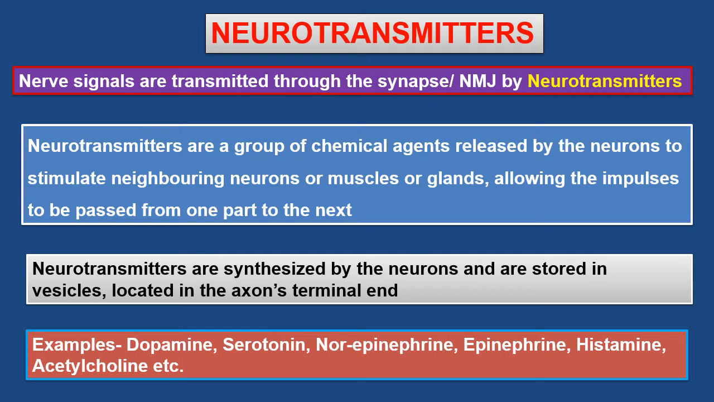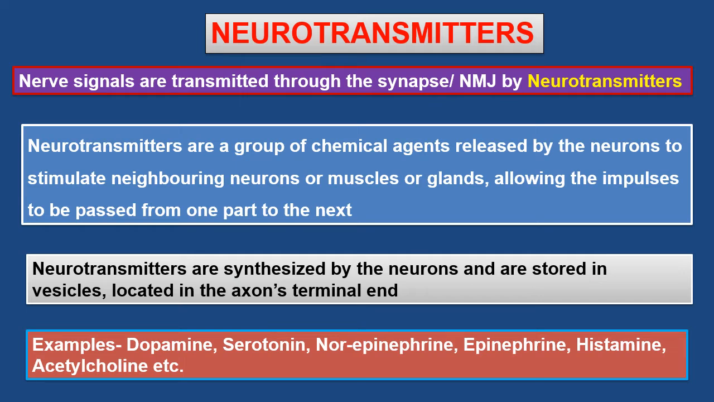As we know, nerve signals are transmitted by action potentials. The transmission of nerve signals in nerve fibers is brought about by sodium and potassium ions. In the case of a synapse or a neuromuscular junction, the transmission of the nerve impulse from one end to the other is carried out by a kind of chemical compound called neurotransmitters. Neurotransmitters are a group of chemical agents released by the neurons to stimulate neighboring neurons or a muscle or a gland, allowing the impulse to pass from one part to the next.